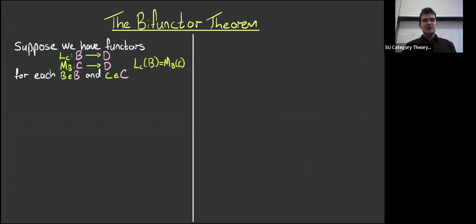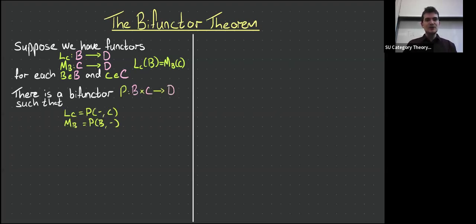Now, what this shows is that there's some sort of compatibility going on between these two things, and we're going to want to exploit this and essentially find a bifunctor from which we can recover these families in the following way. We'd like to find a bifunctor P from B cross C to D, such that we get L_C by simply fixing an object C in the right component and leaving the first blank, and the M functors by fixing an object in the left component and leaving the other open.